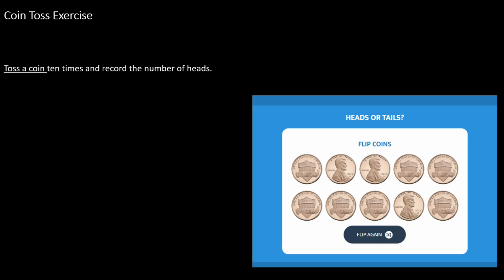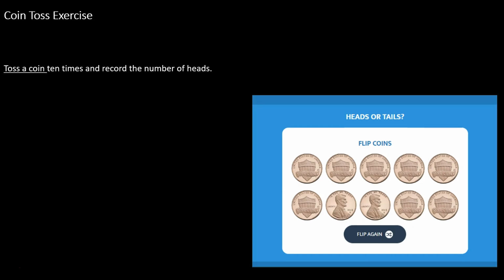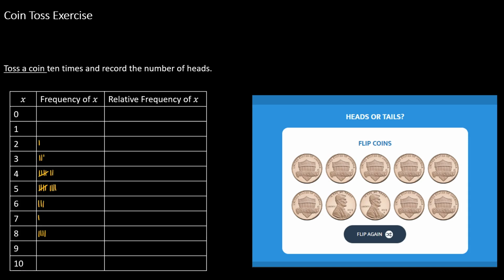In my first trial of this experiment, I tossed the coins and I got 3 heads. In the second trial, I tossed the coins and I got 2 heads. Let's record this in a table, the number of heads for each group of 10 coins tossed. I repeated the experiment many times so that we could have a big enough data set to see the results.